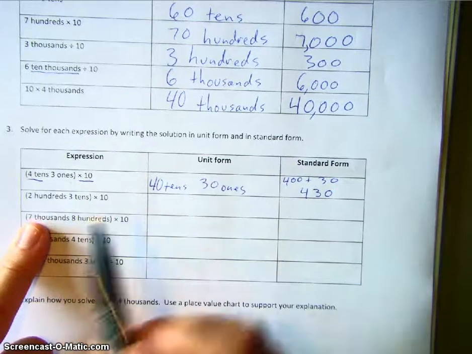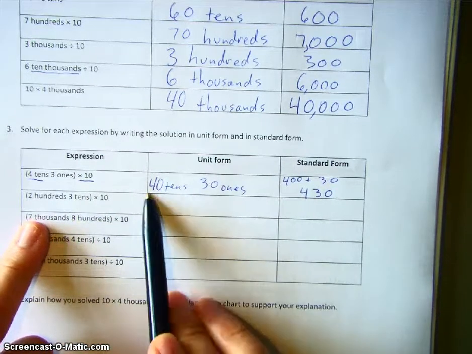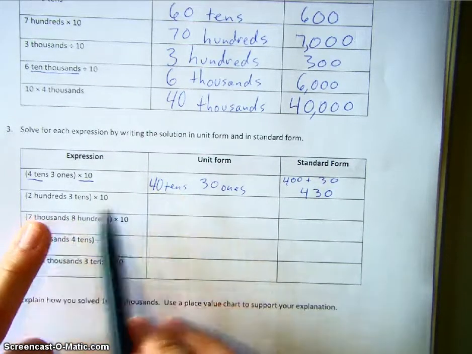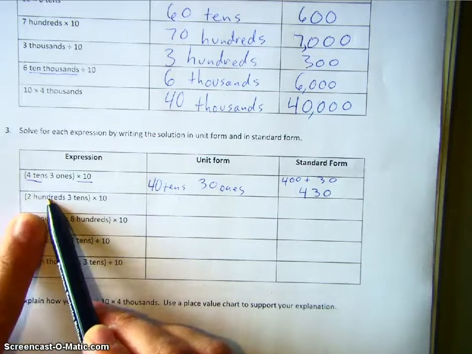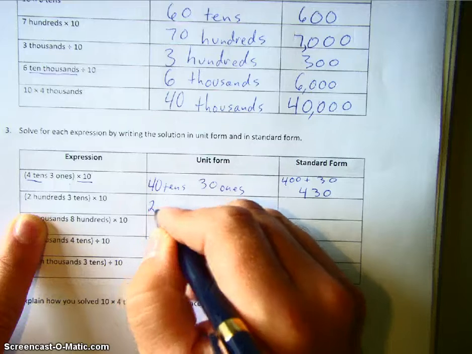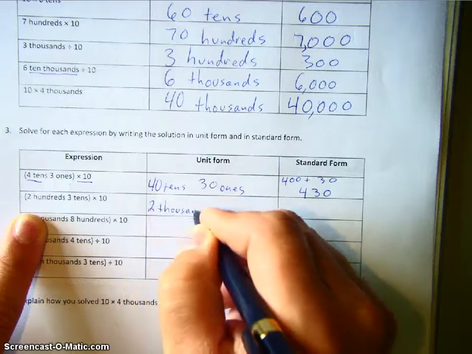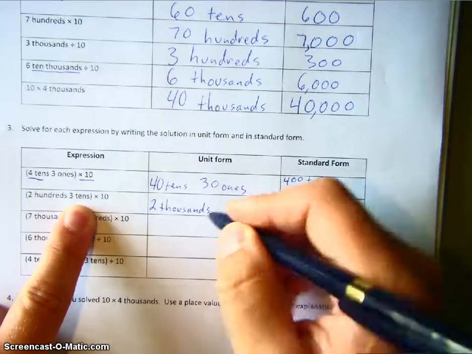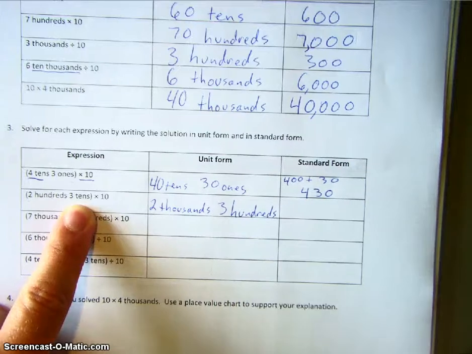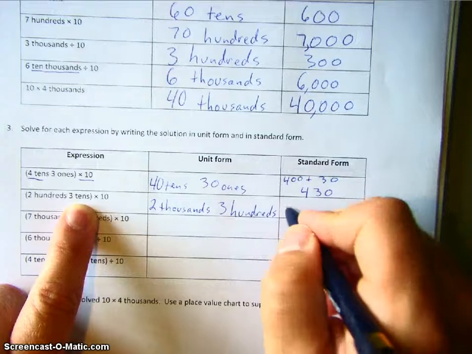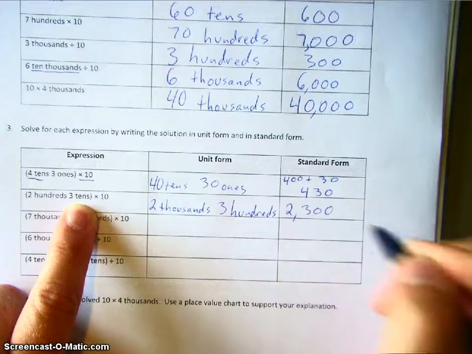Now, for the next one, what we could do is think about, instead of multiplying the numbers first, just take your number and move it to the left one place on your place value chart. So our 200s times 10 becomes 2 thousands. And our 3 tens then becomes 3 hundreds. So a little bit quicker way to do it, by just imagining going to the left on our place value chart when we multiply. So now we have 2,300.